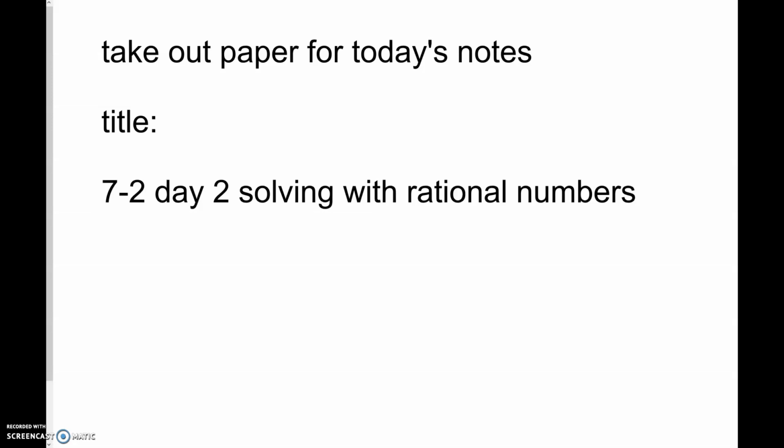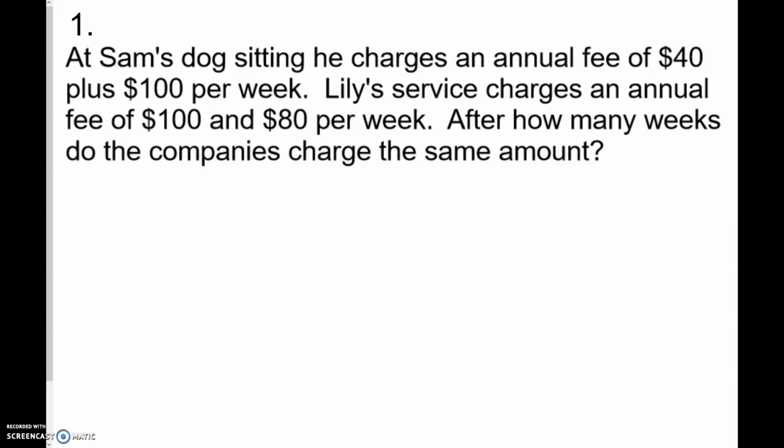So some of these are going to just be practicing with nice numbers, and some of them are going to be with rational numbers. All right, at Sam's dog sitting, he charges an annual fee of $40 plus $100 per week. Now, Lily's service charges an annual fee of $100 and $80 per week. After how many weeks do the companies charge the same?